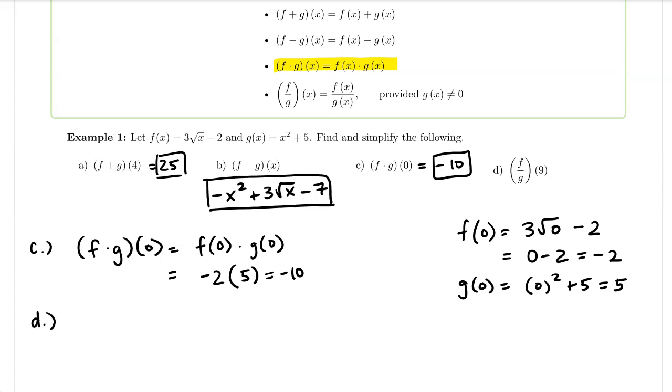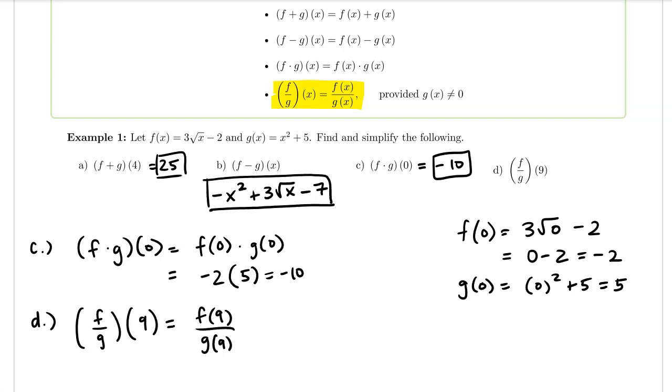In part D, we want to evaluate f over g of 9, and if we look back up here at our table, then we can rewrite this as f of 9 divided by g of 9. F of 9 is equal to 3 times the square root of 9 minus 2. The square root of 9 is 3. 3 times 3 is 9. 9 minus 2 is 7.